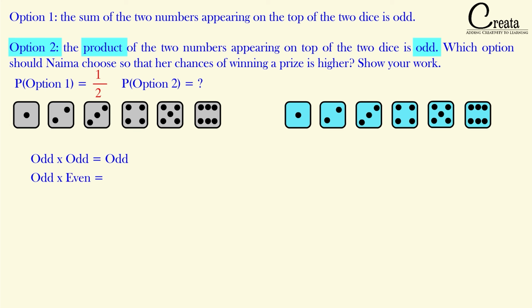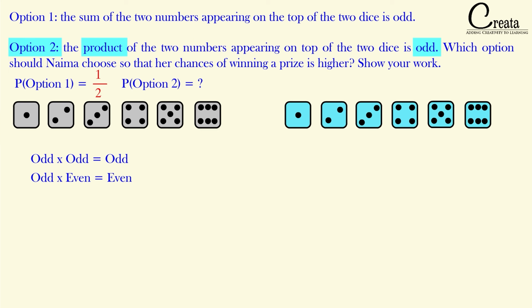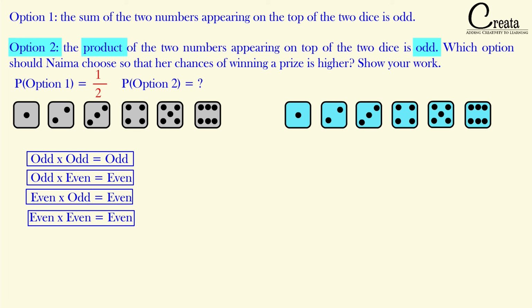And what is odd into even? It is always even. 1 into 2 is 2, which is an even number. And what is even into odd? It is again even. And what is even into even? It is again even. Like 2 into 2 is 4, 4 into 4 is 16, 2 into 4 is 8. Even into even is always even. So in this case, the only possibility of winning the game is option 1, that is odd into odd.